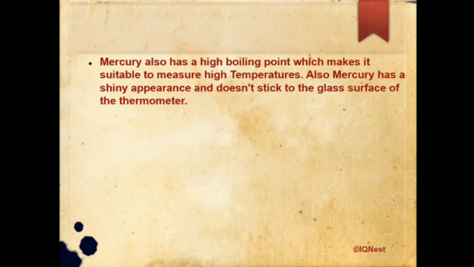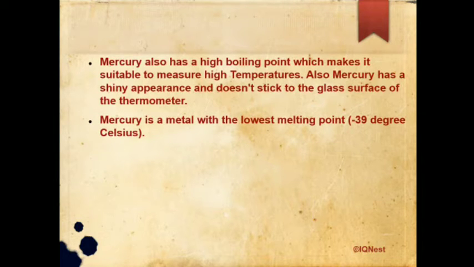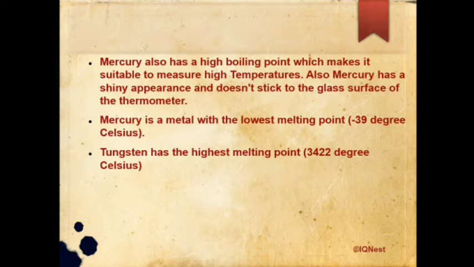The next point, mercury also has a high boiling point, which makes it suitable to measure high temperatures. Also, mercury has a shiny appearance and doesn't stick to the glass surface of the thermometer. Mercury is the metal with the lowest melting point, that is minus 39 degrees Celsius. The next point, tungsten has the highest melting point, that is 3422 degrees Celsius. That is the melting point of tungsten.